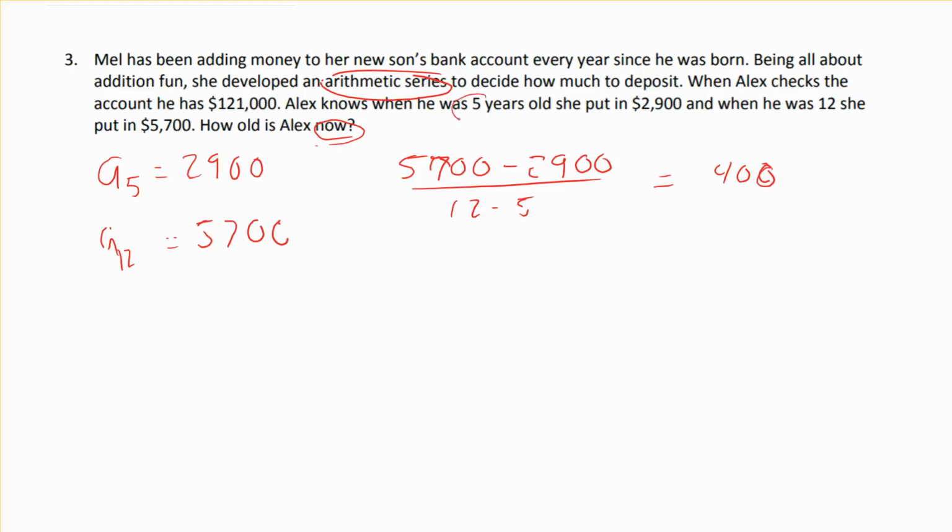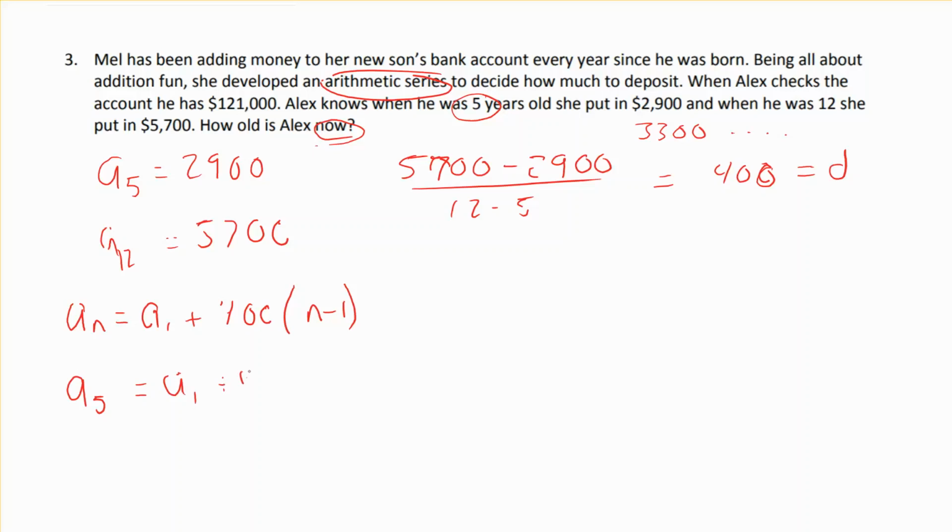So then we could extrapolate that. When he was 6 years old, she put in $3,300 and so on and so forth. In an arithmetic series, 400 is my D value, my common difference. Then the equation most people used would have been An equals A1 plus D times n minus 1. So if I want to find A1, I put in A5 equals A1 plus 400 times n minus 1.